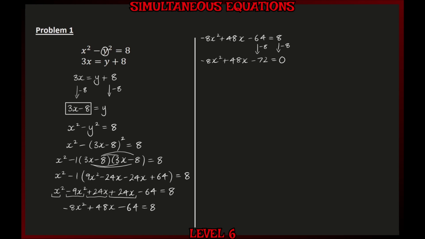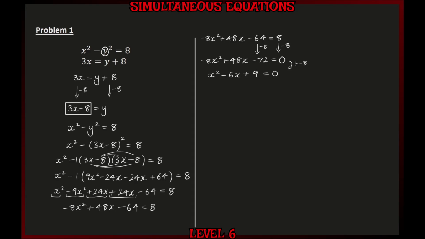Alternatively, we could divide everything in this equation by 8, or even divide everything by minus 8 to make the x squared term positive, and that tends to be something that we like to do. So I'm going to divide this whole equation by minus 8. Minus 8x squared divided by minus 8 is just x squared. 48x divided by 8 is minus 6x. And minus 72 divided by minus 8 gives us plus 9. And that's equal to 0.